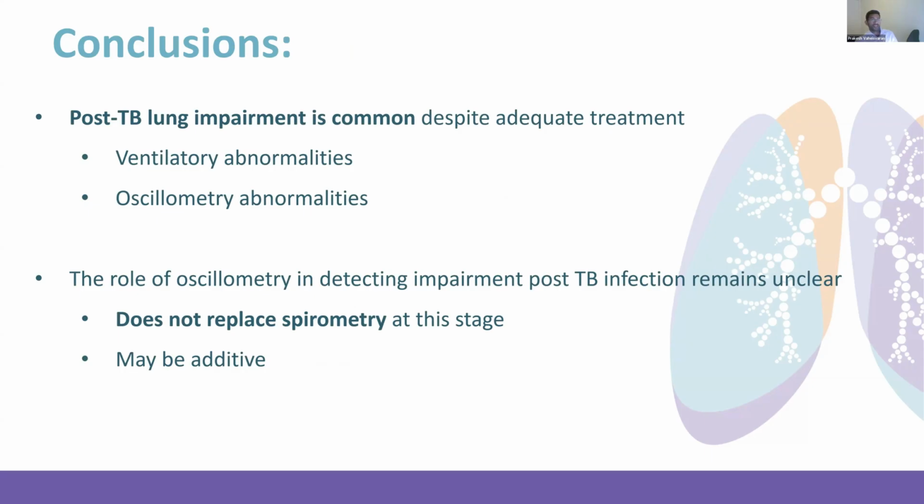So in conclusion, post-tuberculosis lung impairment is common despite adequate microbiological treatment of TB. Our cohort, whilst predominantly young, otherwise healthy, with access to good healthcare, still had a significant burden of lung function impairment. And whilst oscillometry was not as effective as spirometry at detecting abnormalities, its role in post-tuberculosis lung disease still remains unclear.